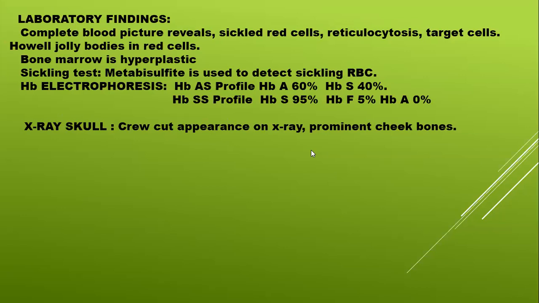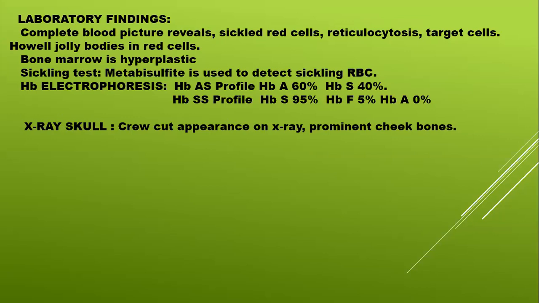Laboratory findings: the complete blood picture reveals sickle red cells, reticulocytosis, and target cells, and Howell-Jolly bodies in the red cells. Bone marrow is hyperplastic. Sickling test by metabisulfite is used to detect the sickling RBCs. Hemoglobin electrophoresis.